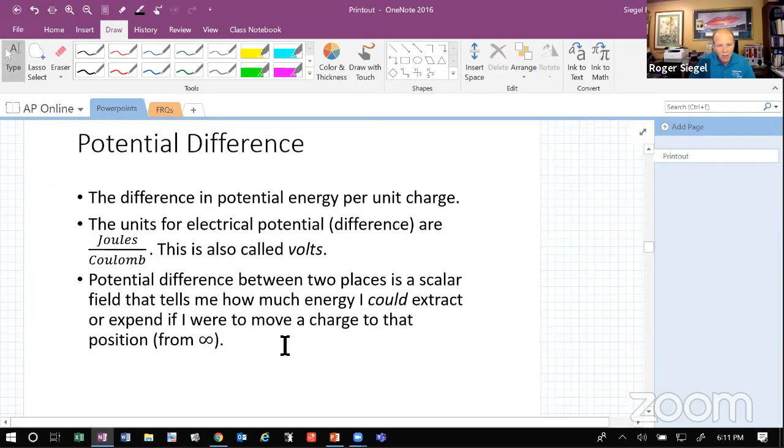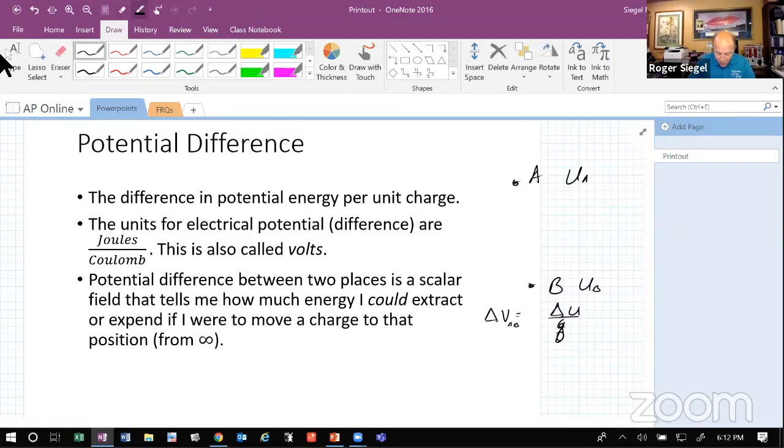All right, now let's talk about potential difference. The potential difference is the difference in potential energy per unit charge between two places. So here I have a point A, and here's a point B. And suppose I've got my U_A and my U_B. There's the potential energy I have here and the potential energy I have there. Well, what is the voltage? What is the potential difference between those two, AB? Well, that's going to be delta U divided by Q, okay? And so that's how we're going to get that.